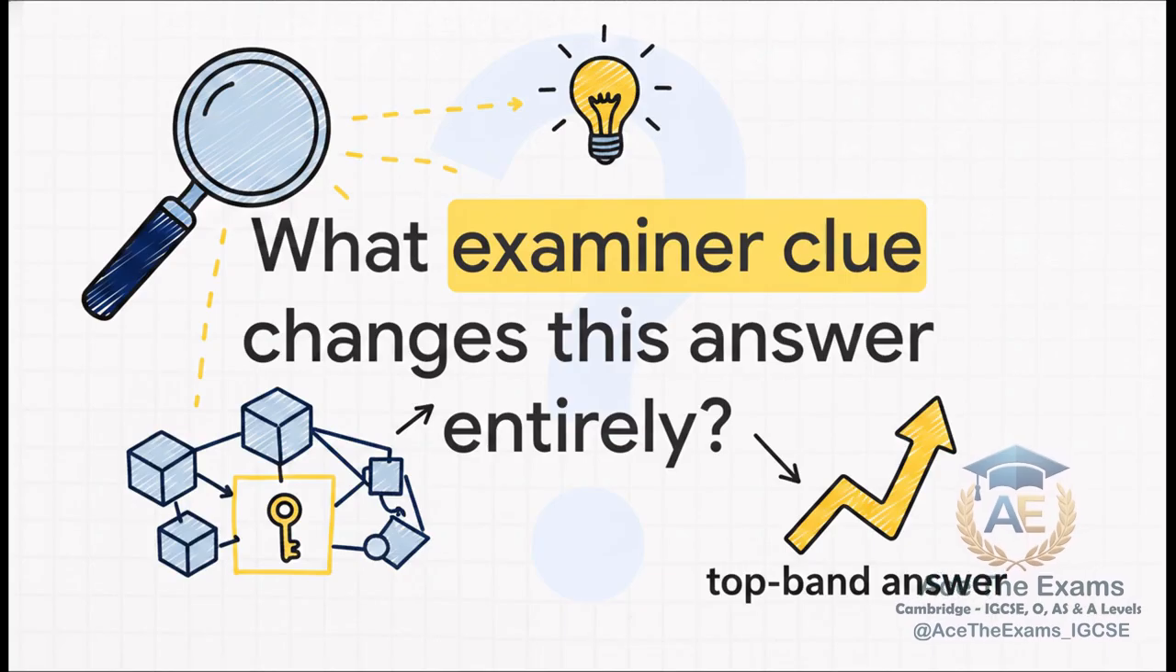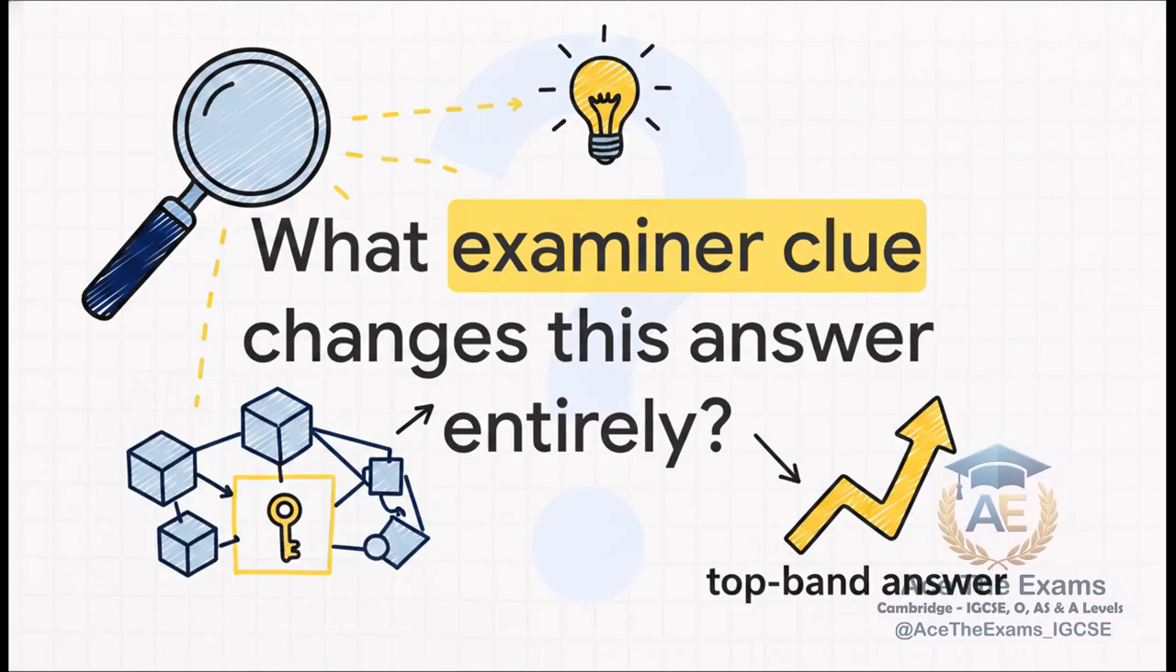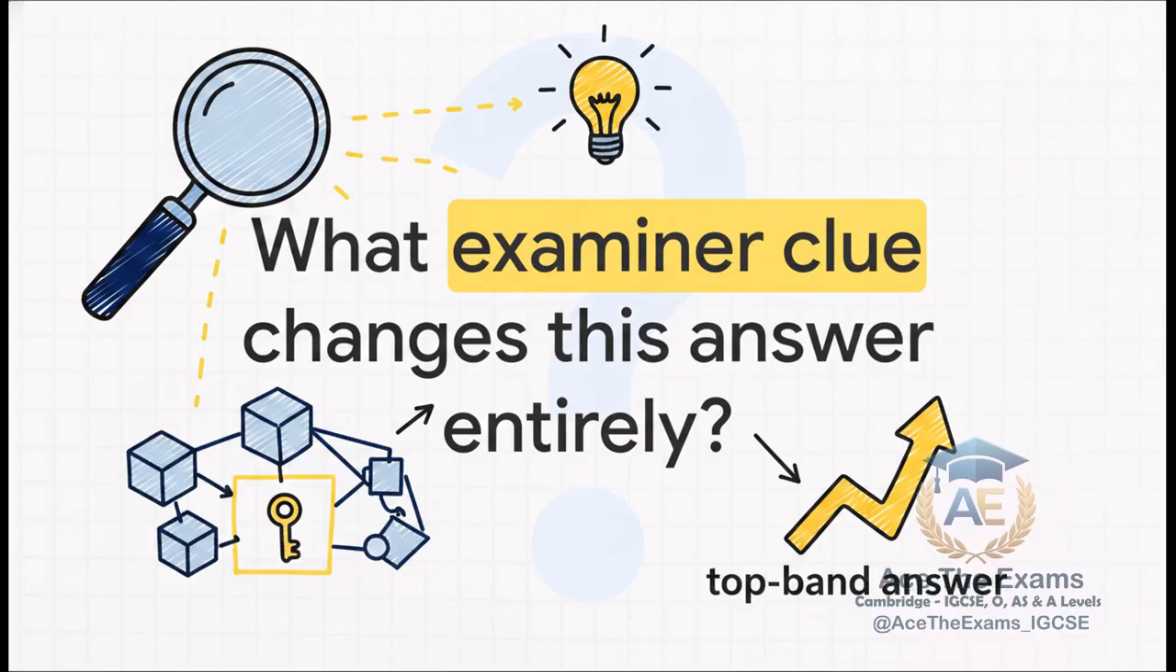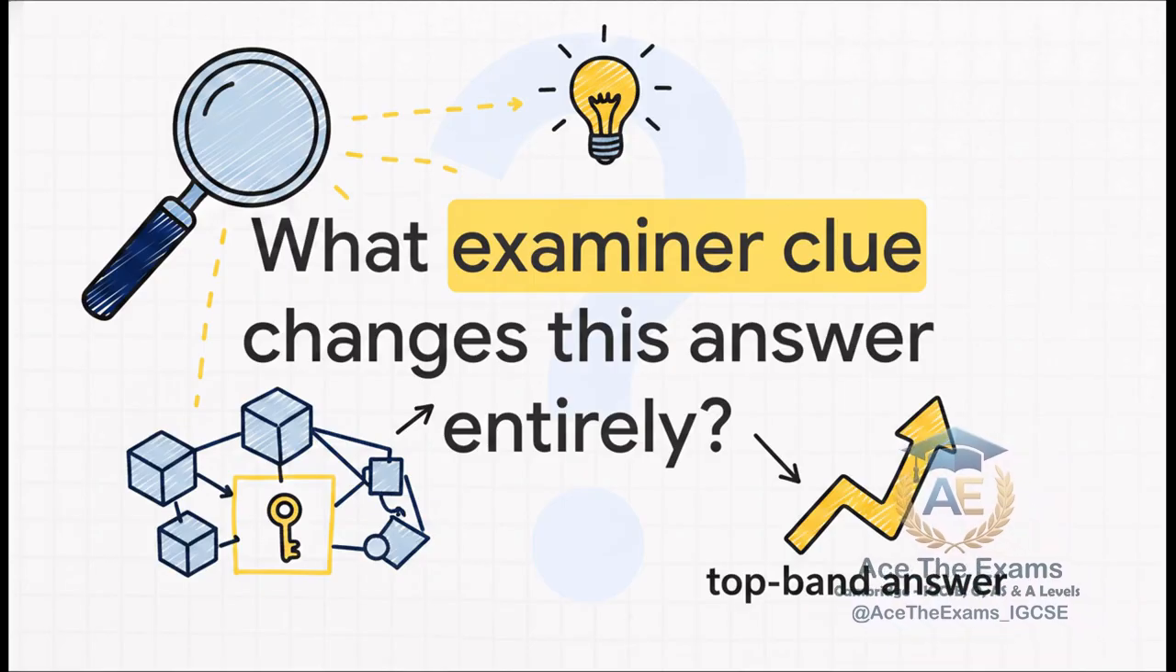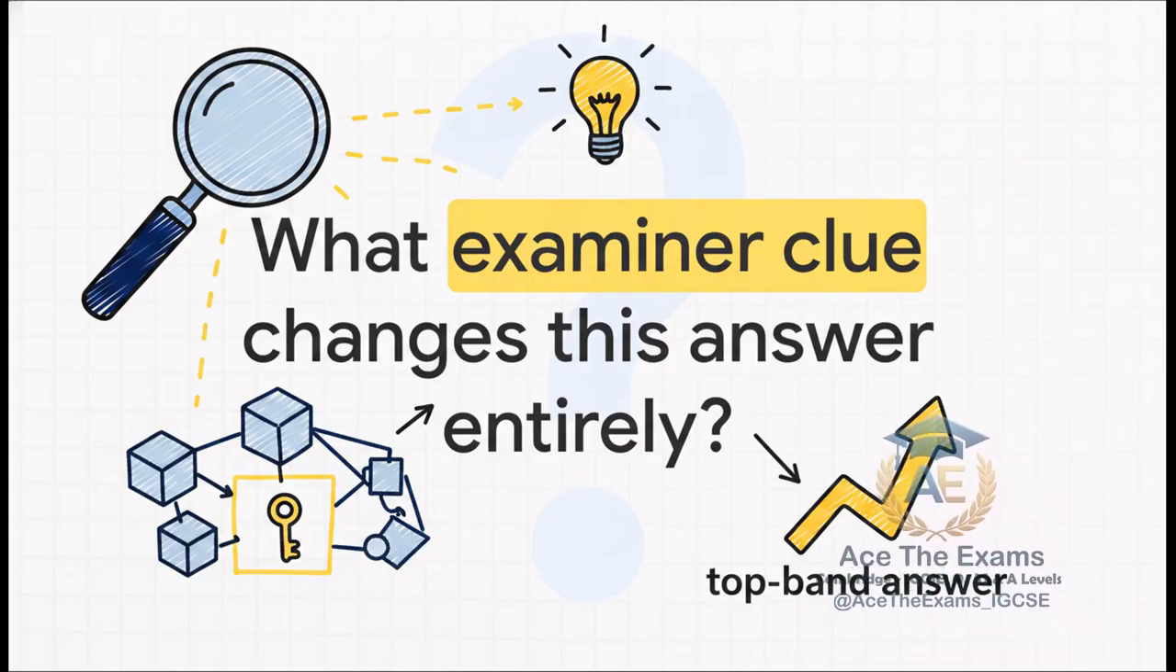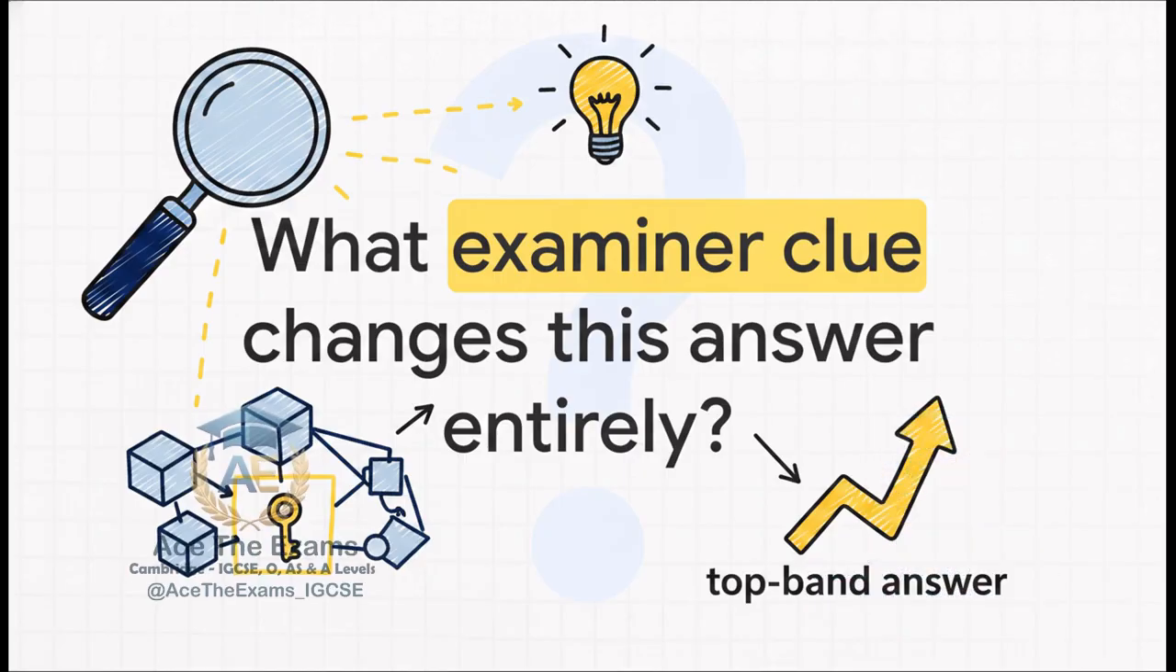So that leaves us with a massive question. What is the one hidden examiner clue that changes your answer completely? Stick with me because in just a moment, I'm going to show you the exact clue that transforms a losing answer into a top-band, high-scoring answer. But first, we really need to set up the underlying structural framework.